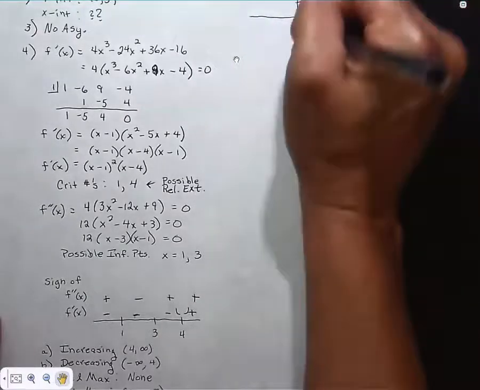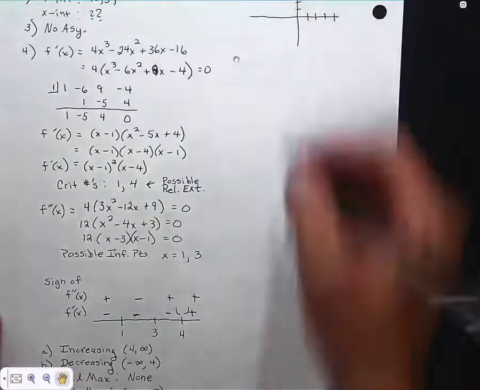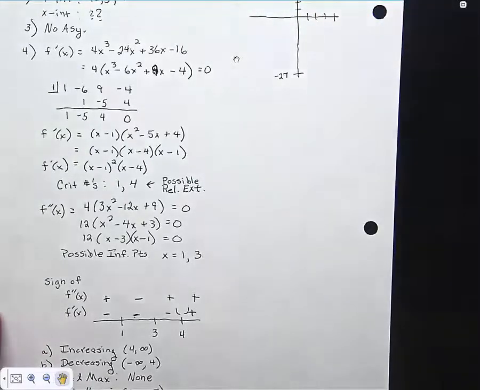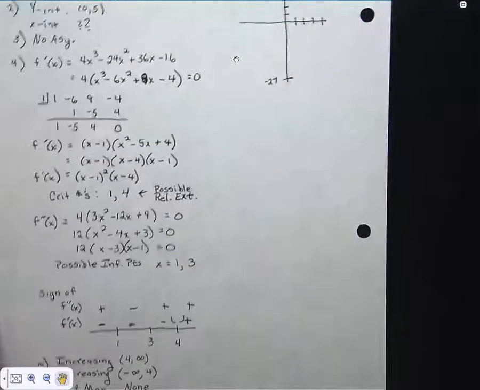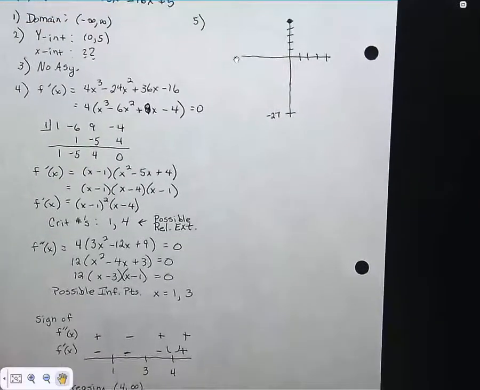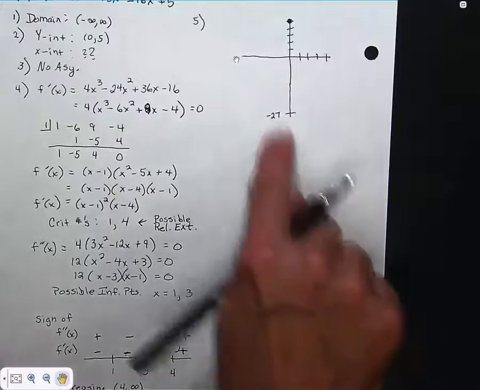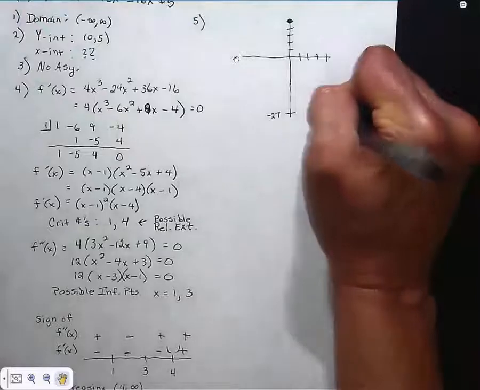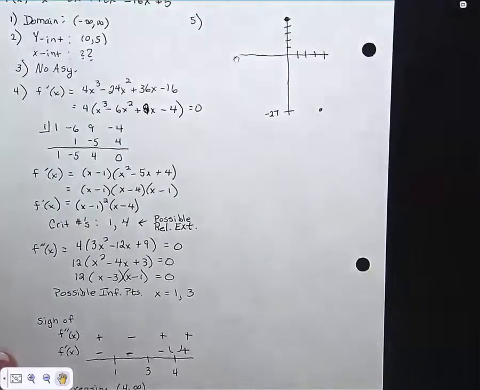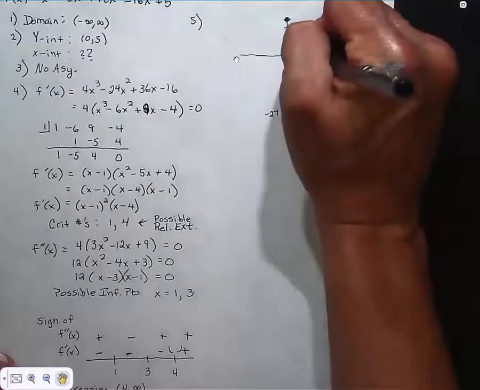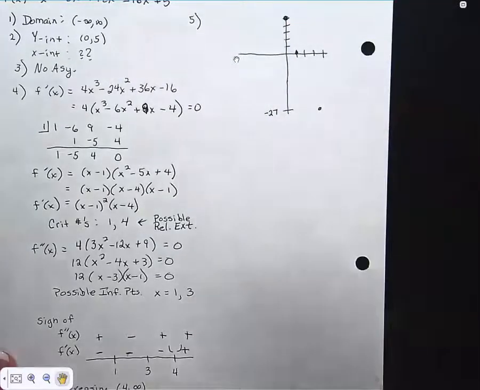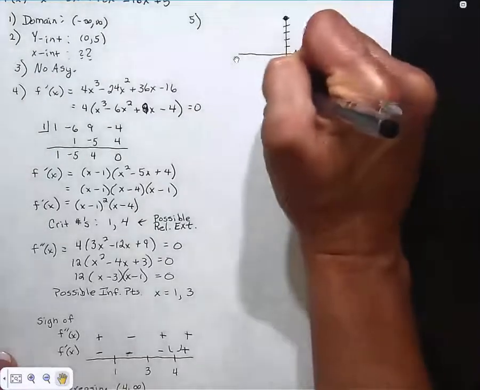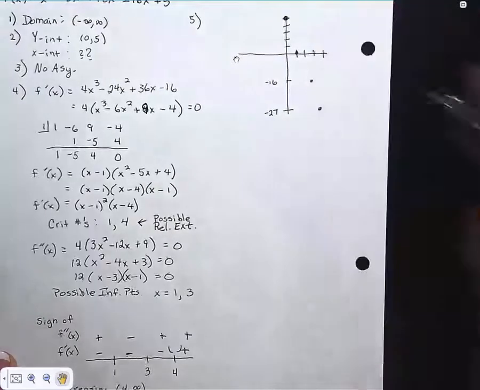I am not going to count all the way to negative 27. I'm going to draw a tick mark way down there and label it negative 27, which means my graph may not be to scale, but that's okay, as long as I've labeled where that is. 4, negative 27 is a relative min. 1, 0 is an inflection point. 3, negative 16 might be about here. 3, negative 16 is an inflection point as well.